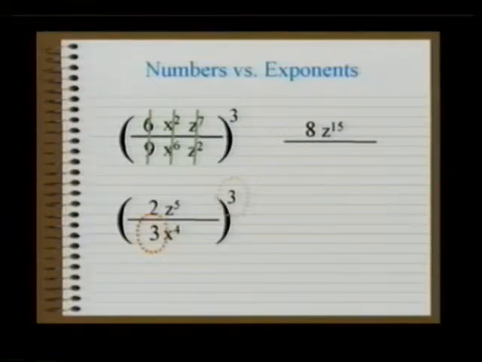3 to the 3rd is not going to follow the rules of exponents because it's not an exponent. 3 times 3 times 3, a number, is going to be 27. And x to the 4th to the 3rd is going to follow the rules of exponents. 4 times 3 is x to the 12th. Okay? All right, by George, I think we've got it.